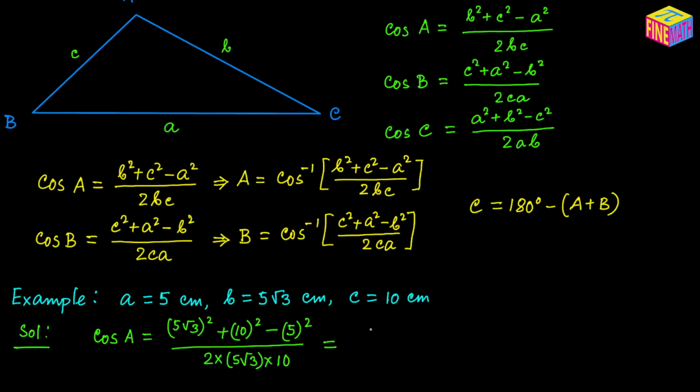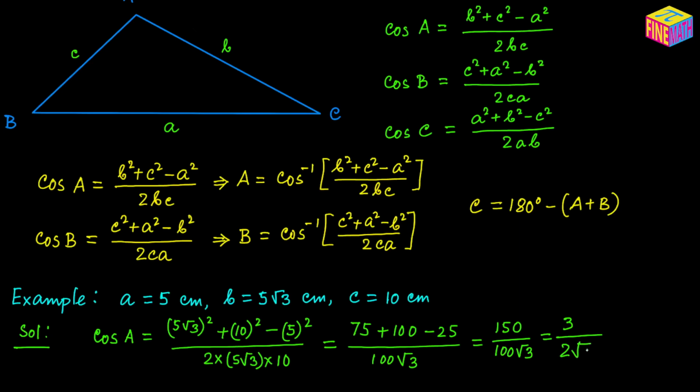Well, the first term in the numerator will be 75 plus 100 minus 25 over 100 times square root of 3, and that will be equal to 150 in the numerator over 100 times square root of 3. And if we divide both the numerator and the denominator by 50, then we are going to have 3 over 2 times square root of 3, and that is actually square root of 3 over 2.